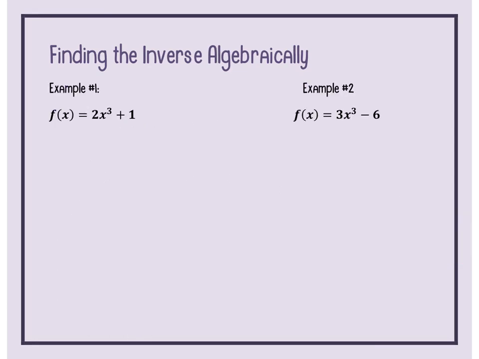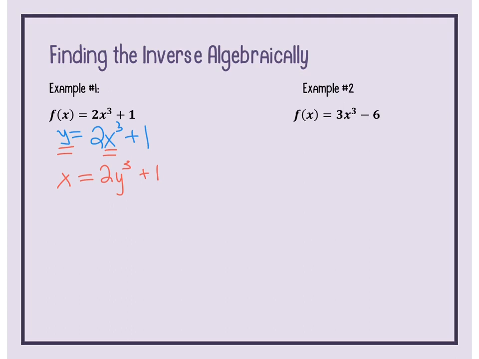So we're going to do that repeatedly. We're going to find the inverse algebraically. So number 1 is to rewrite it and replace your f of x with a y. So y equals 2x to the 3rd plus 1. That is step 1. Step 2 is to switch your x and your y. So now this becomes x equals 2y cubed plus 1.